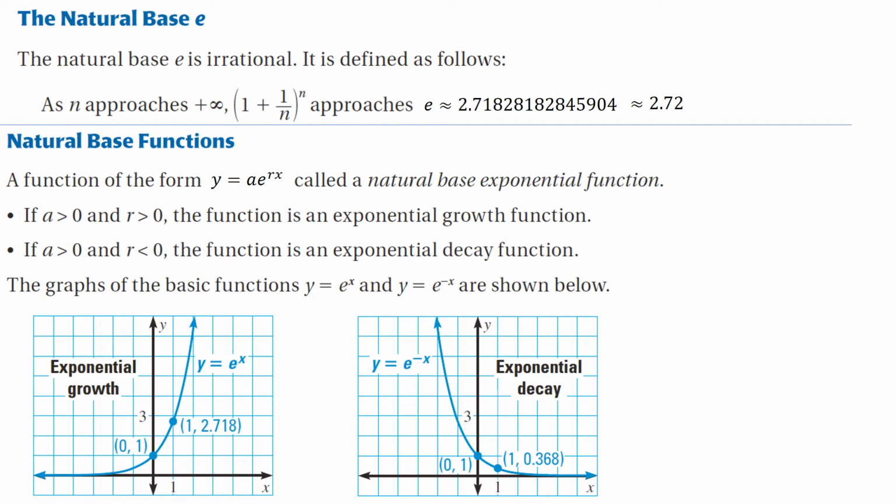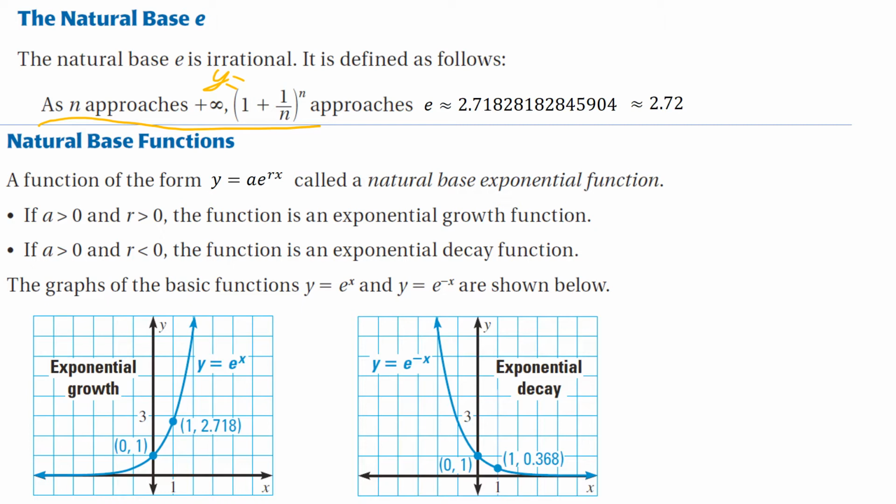The natural base e is an irrational number. That means the number goes on forever and there's no repeating pattern. Its definition is given right here. We can graph this. We can see what the horizontal asymptote would be, and it would be e if we set y equal to this. But e is simply roughly 2.71828, etc.